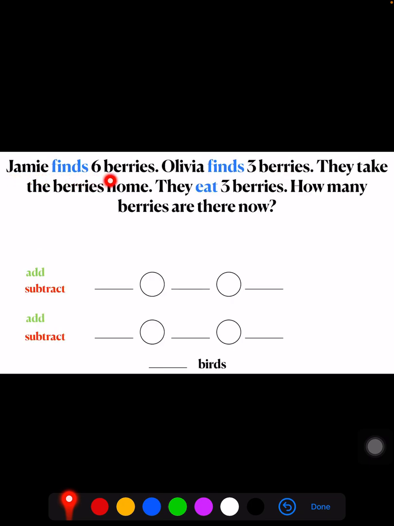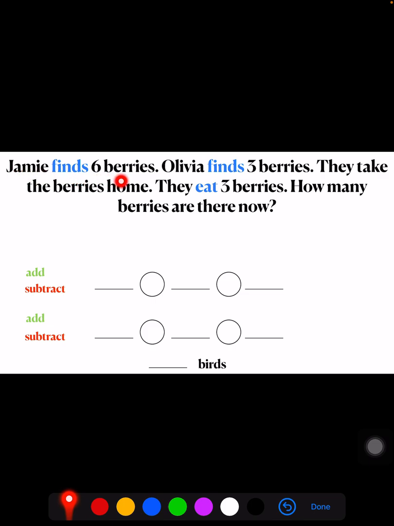Jamie finds 6 berries. Olivia finds 3 berries. They take the berries home. Then they eat 3 berries. How many berries are there now? So the whole point of this problem, it says how many berries are there now? They want to know how many berries there are left after they eat some of them. But it doesn't tell us how many berries they have to start with.